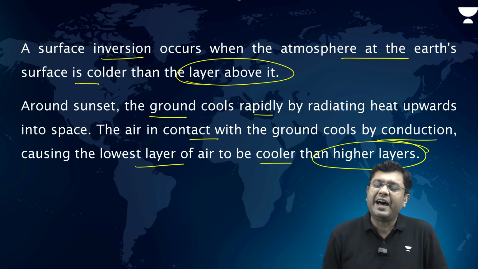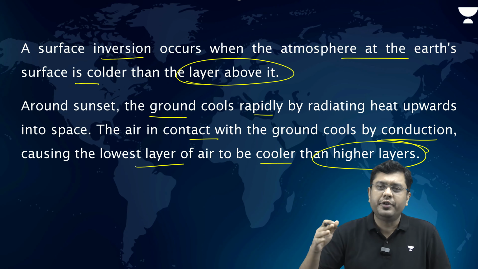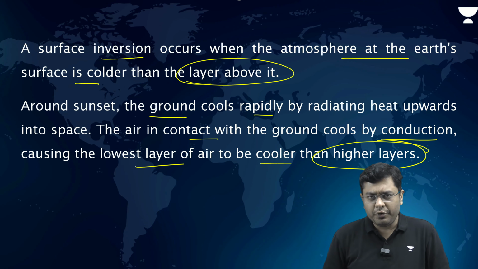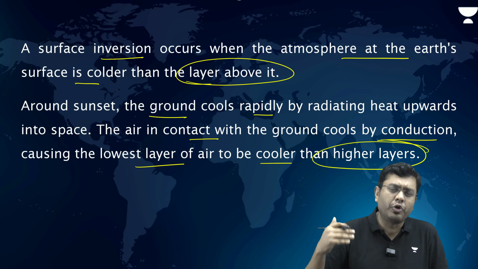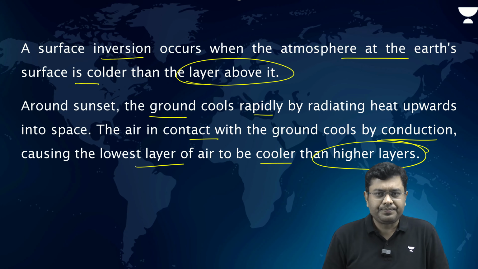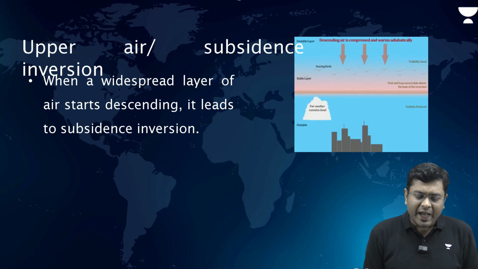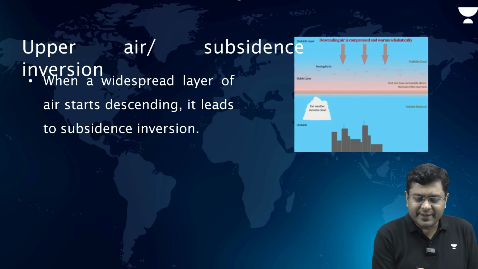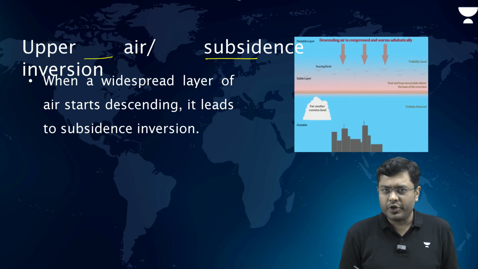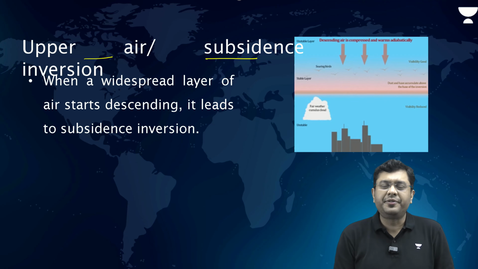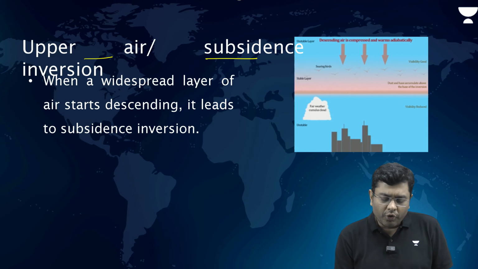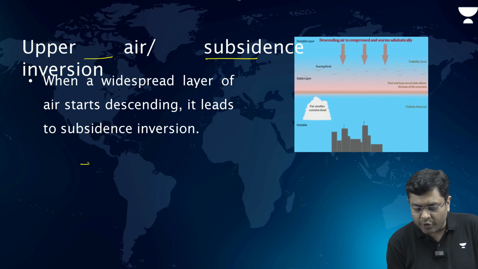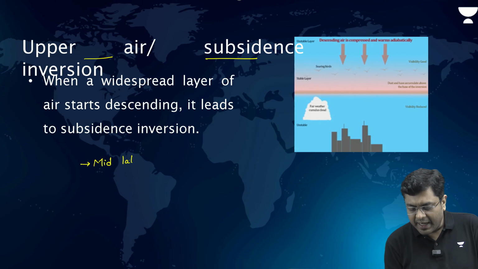So this is the aspect which happens near the ground surface, even in lower latitudes. Within the region of the tropics and subtropics, you will experience this. But then you have another condition, what is known as the upper air or subsidence inversion. Now, what is this subsidence inversion? This is first of all something which is observed in the region of the mid latitudes, especially during the winter months.